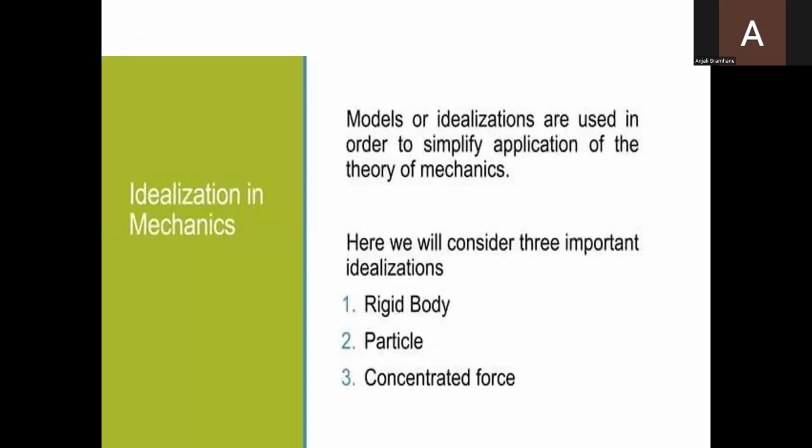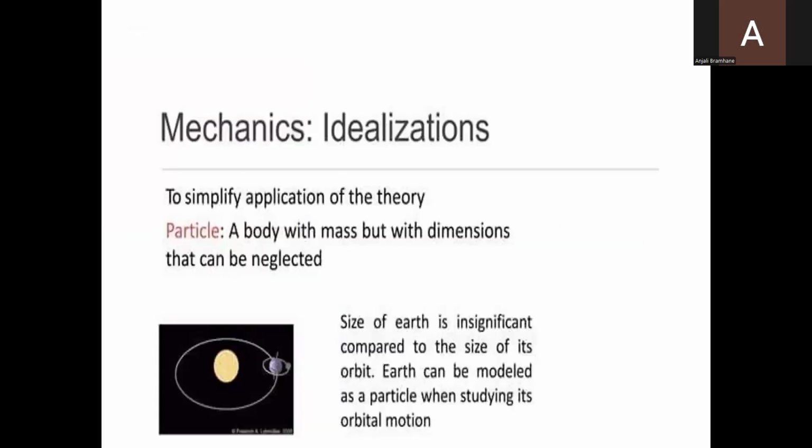Now, models or idealizations in mechanics are used in order to simplify application of the theory of mechanics. So here we will consider three important idealizations, that is rigid body, particle, and concentrated forces. Now, here you can see, to simplify application of theory, the particle: a body with mass but with dimensions that can be neglected. So the size of the Earth is insignificant compared to the size of its orbit. So Earth can be modeled as a particle when studying its orbital motion.